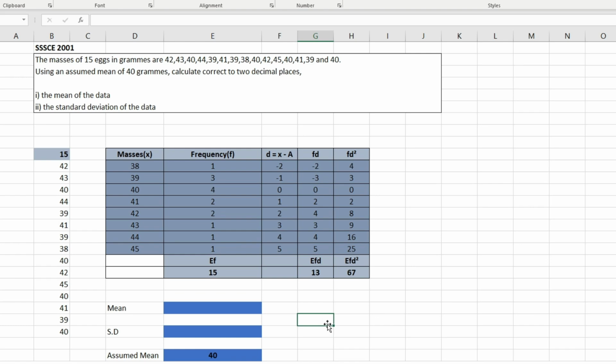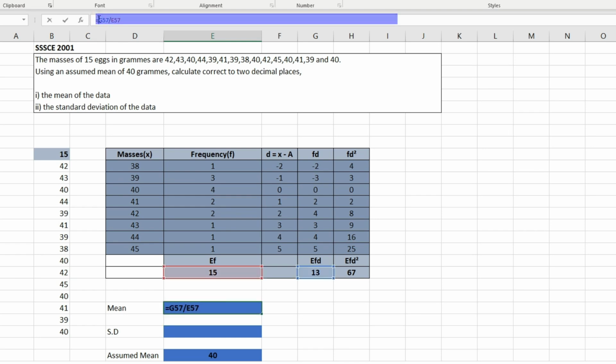The question 1 says mean. The mean of the data, and we know that the formula for the mean is equal to sigma FD all over sigma F. So over here, our sigma FD is this one, and then our sigma F is this one. So we just need to come here equal to sigma FD all over sigma F. Just press enter. But there was a key note in here that for 2 decimal places, we are supposed to find the mean. So with our mean in here, our final result is supposed to be in 2 decimal places.